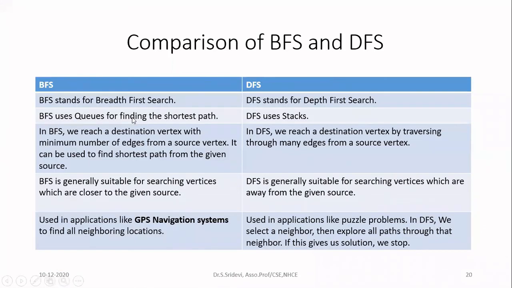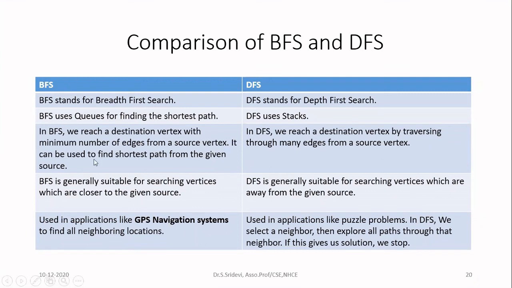Here BFS is nothing but breadth first search, DFS is depth first search. And when you implement BFS, you have to use queues to find the shortest path. And for DFS, you are going to use stacks. Then in case of BFS, you reach a destination vertex with minimum number of edges from the source vertex. The meaning is every time you are reaching from a node, whichever neighbors are reachable, that you are finishing it completely. So in case of BFS, you can visit any vertex with minimum number of edges.